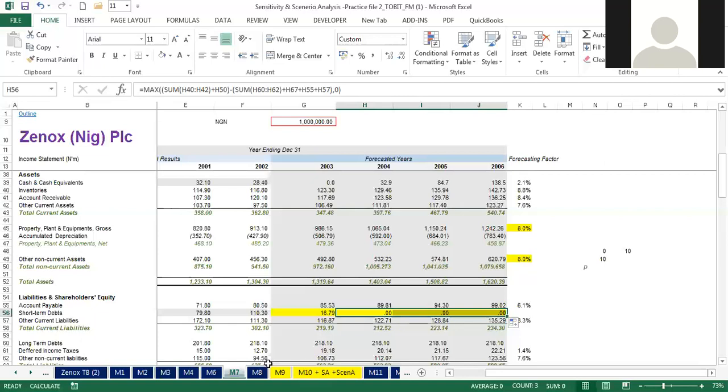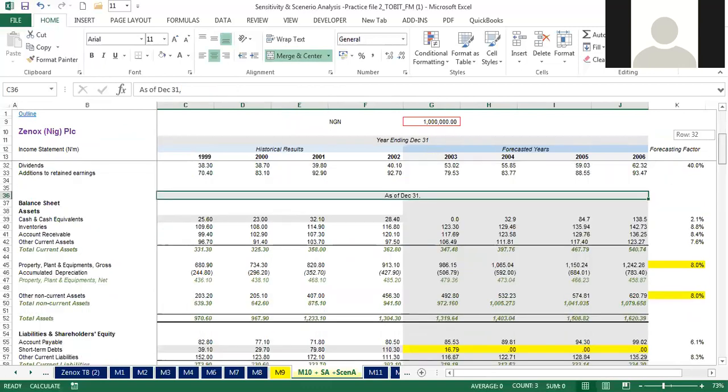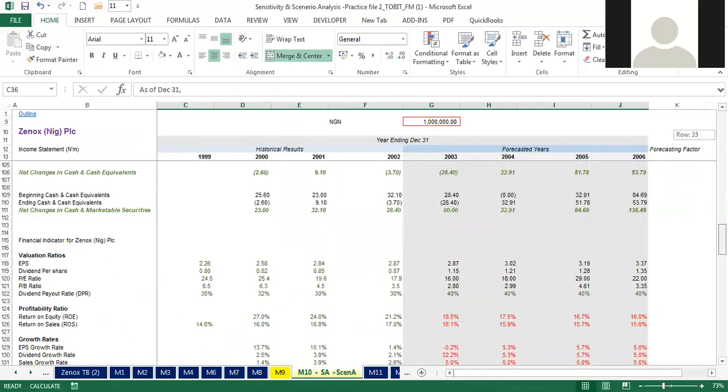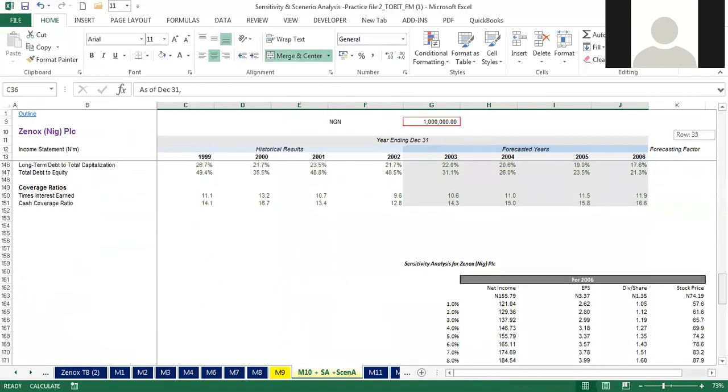Now, let me go to this place. I believe you all have this file because I sent it out on Telegram. You should all have it. I titled the file sensitivity and scenario analysis. So check the Telegram, you will see it there.